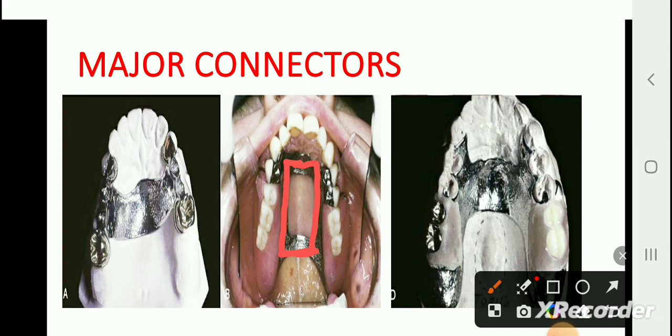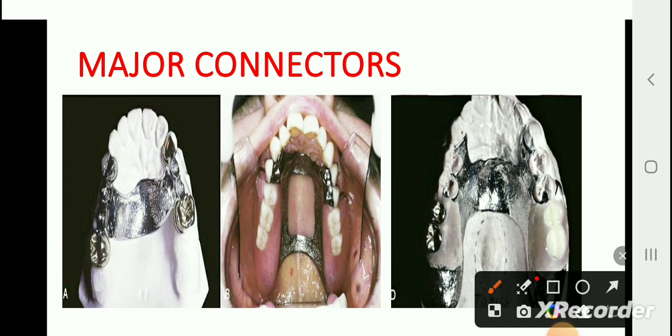And the posterior palatal seal is not required if the base is made of metal. As we give a posterior palatal seal in complete denture, but it is not required here, as the posterior limit is just anterior to the vibrating line. So posterior palatal seal is not required if the base is made of metal.